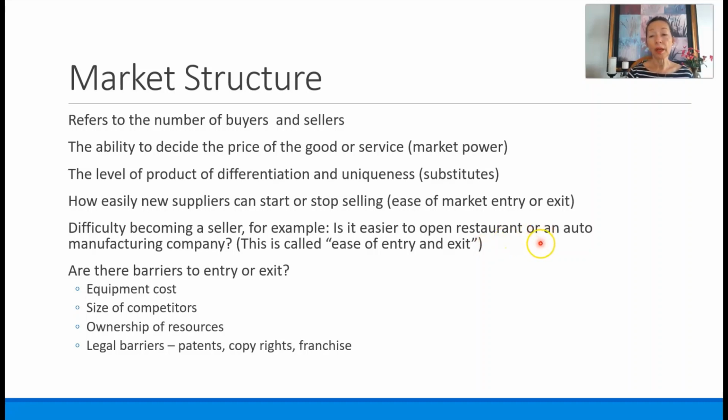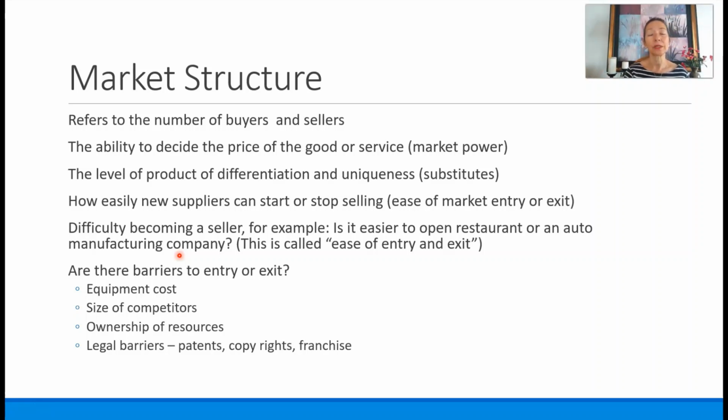But if you wanted to open up an auto manufacturing company, that would be a lot more difficult because you would need very heavy equipment to produce the cars. You would need to break into a very small group of competitors. You know, there's Ford, there's General Motors, there's Toyota, and there's a small group of very strong players already in the market. So it would be much more difficult for you to get into that industry. And so when we talk about ease of entry, what we're asking is how easy is it to get in? How easy is it to get out of the industry?